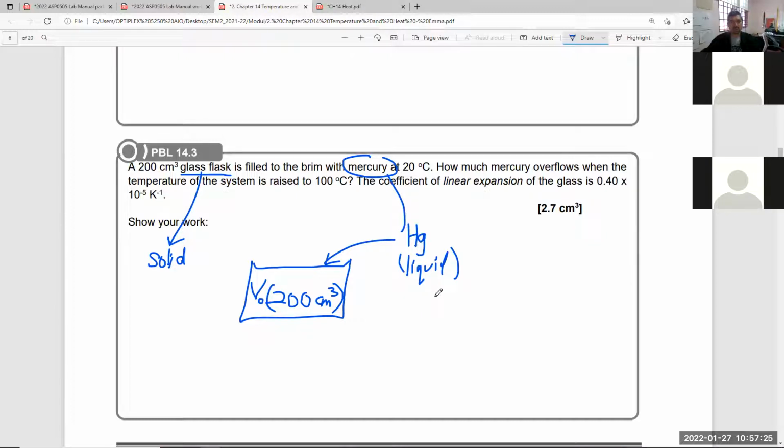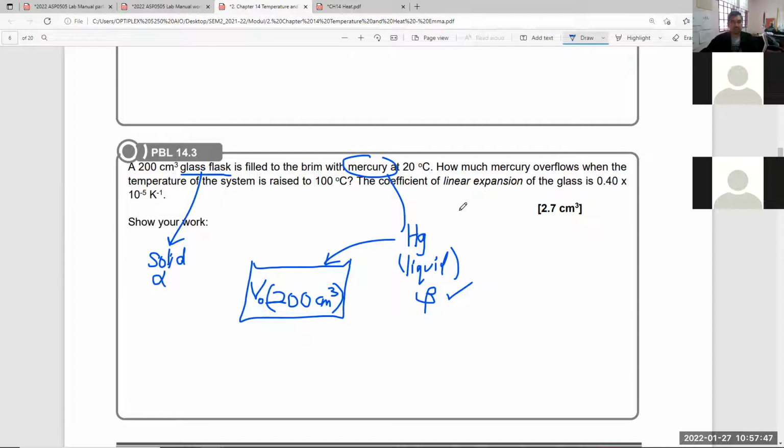Okay, we have the value given in your table. If you refer to your table, it is what we call beta, the volume expansion. For mercury it is given as beta, but a solid is given in terms of alpha.